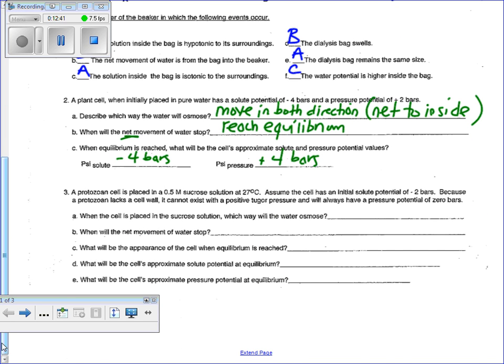Take the next one, 3, a protozoan cell. So protozoan is like an amoeba, paramecium, something of that sort. They do not have what typically? So protozoans don't have cell walls. So pressure going to be a factor here or not? Probably not. All right. It is placed in a 0.5 molar sucrose solution at 27 degrees. Assume the cell has an internal potential of negative 2 bars. Okay. Solute potential of negative 2 bars. So again, let's sort of make a simple drawing here.